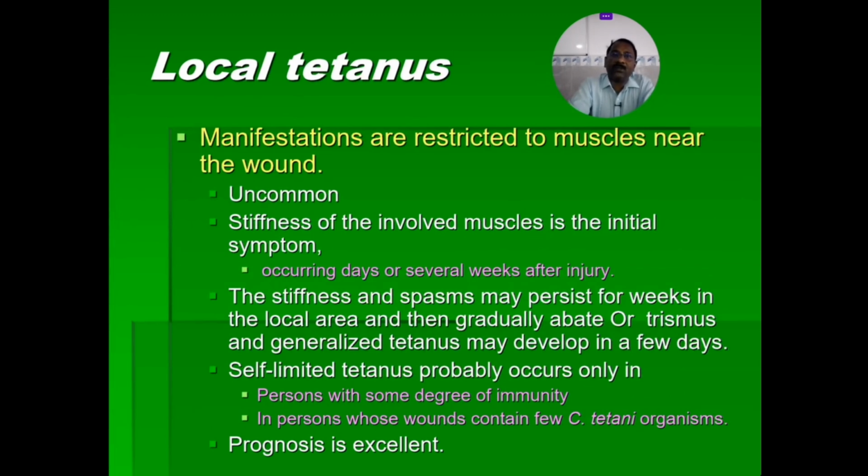Local tetanus is restricted to the muscles near the wound. It is uncommon. Stiffness of the involved muscles is the initial symptom, occurring days or several weeks after the injury. The stiffness and spasms may persist for weeks in the local area and then gradually abate, or trismus and generalized tetanus may develop in a few days. Self-limited tetanus probably occurs only in persons with some degree of immunity, in persons whose wounds contain few organisms, and prognosis is excellent in local tetanus, but there are very few cases of local tetanus. Most cases are generalized. The most common form is generalized tetanus, at 80 to 85%.